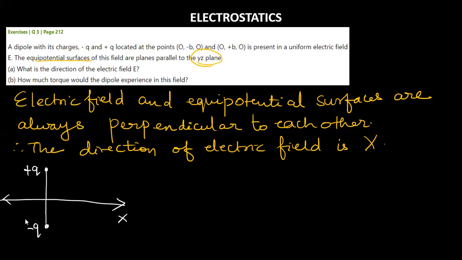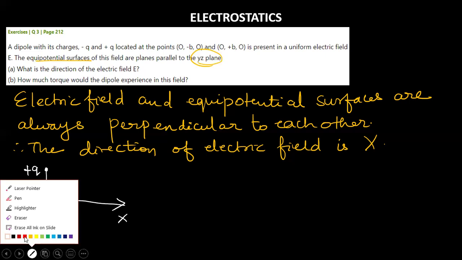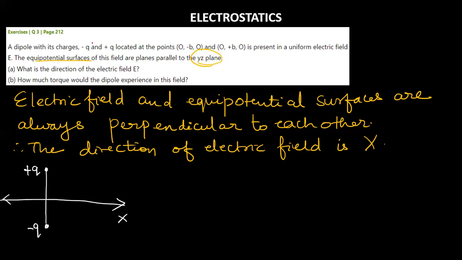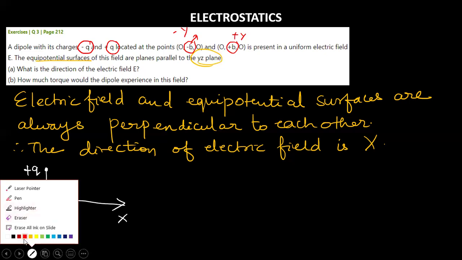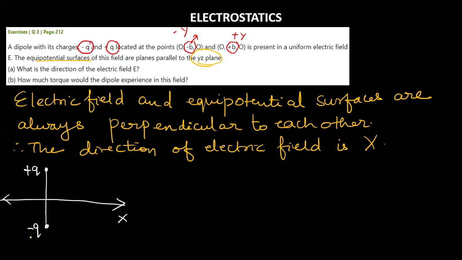If you see the question very carefully, it has been highlighted that the two charges minus q and plus q are located at (0, minus b) and (0, plus b). Minus b will be the minus y-axis, and plus b will be the plus y-axis. That means our dipole is along the y-axis, which is why I have drawn it along the y-axis. Minus q and plus q are separated by minus b and plus b. This distance will be b, this distance will be b, and the total distance will be 2b.